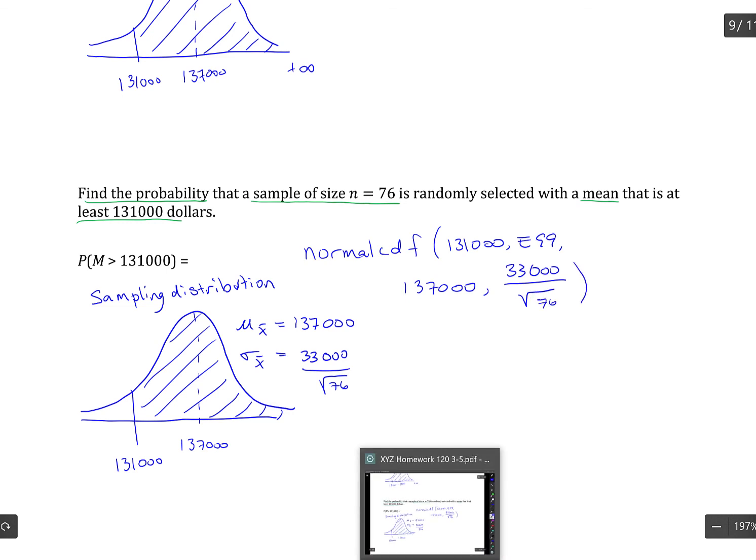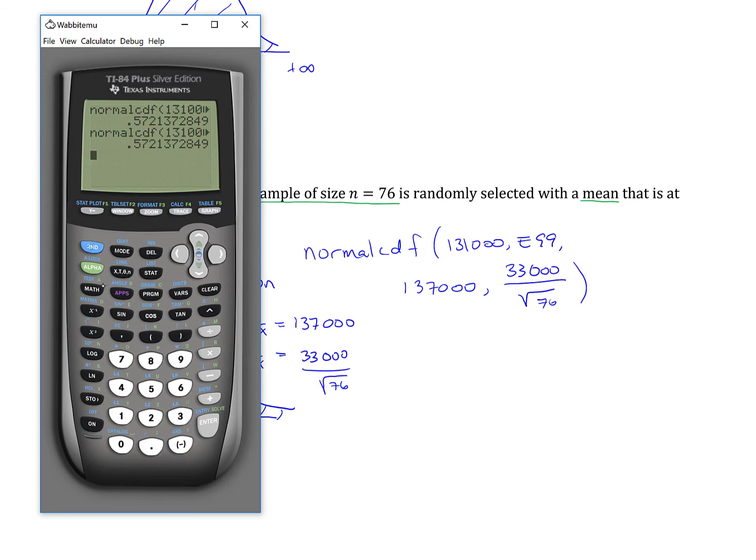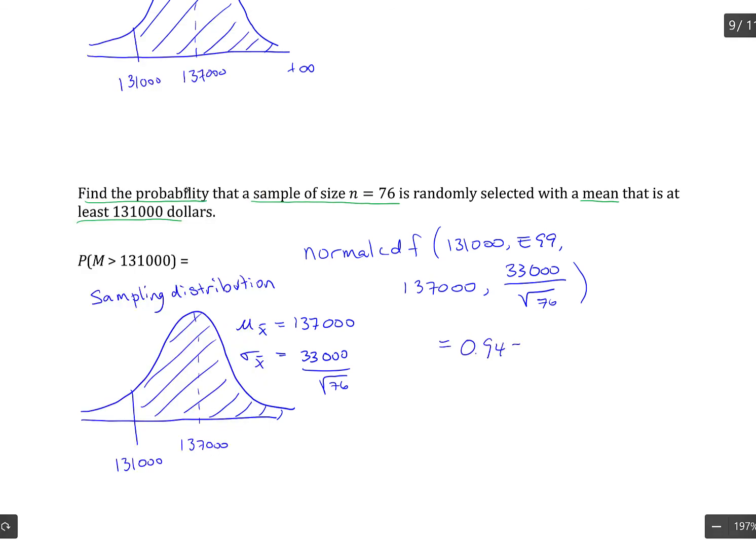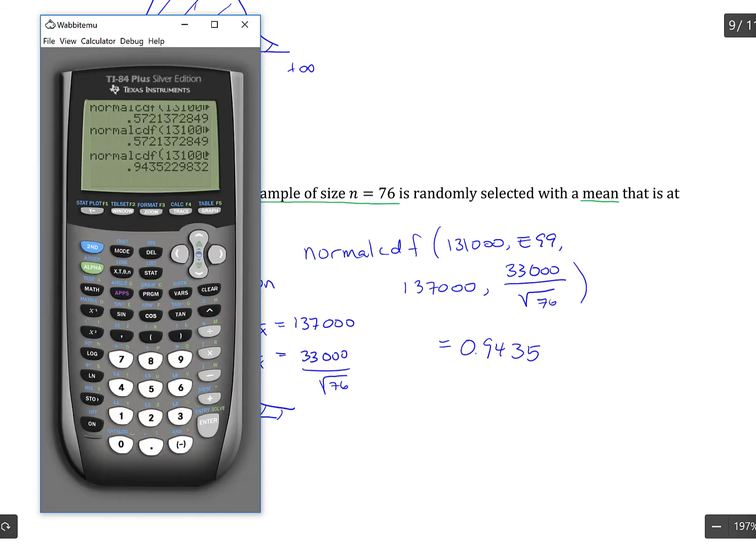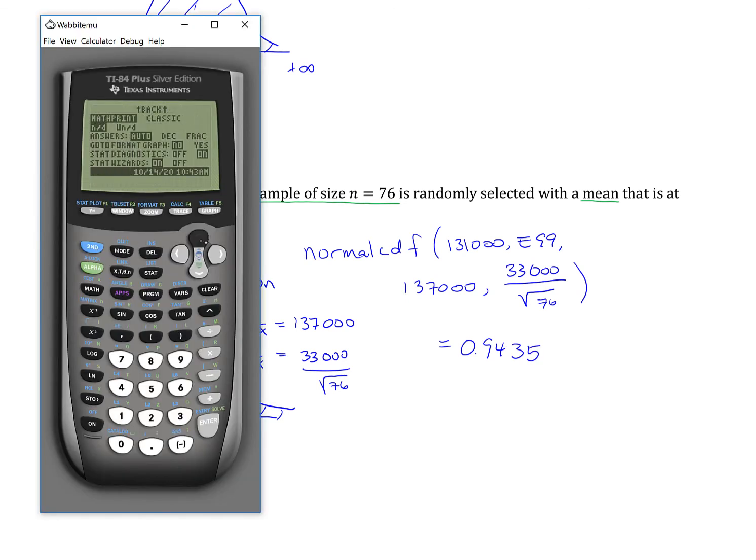When I go to put that in the calculator, second distributions, normal CDF, it's actually really nice when you have these menus because you can see everything on screen a little bit easier. And since I've already typed most of this in, all I would have to do is put the square root of 76 onto the last one, or divided by the square root of 76, that is. Then when I hit paste, it'll put it right into the normal CDF function, and I'll get my answer. So 0.9435.